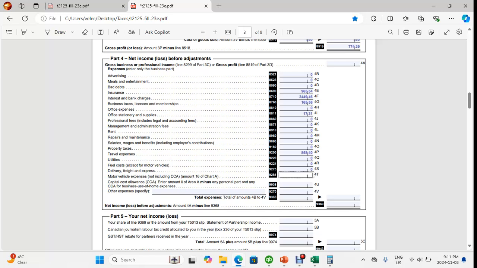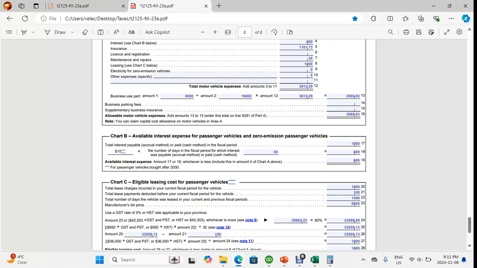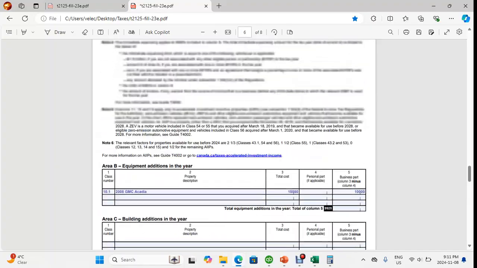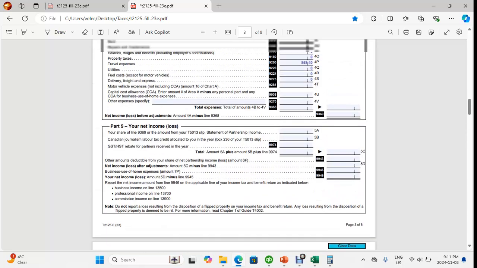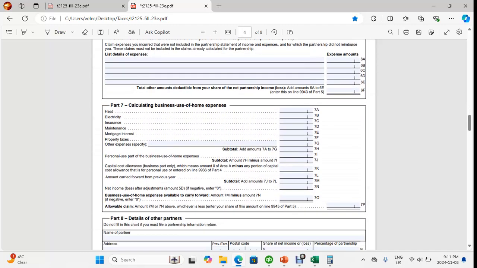So this is line 9281, amount 16 of chart A. This is $2,889.83. So you will type in that figure over here under motor vehicle expenses. Next you have your CCA for business use of home expense, or line 9936. This is business use of home, and you can figure out your line 9936 using part 7.